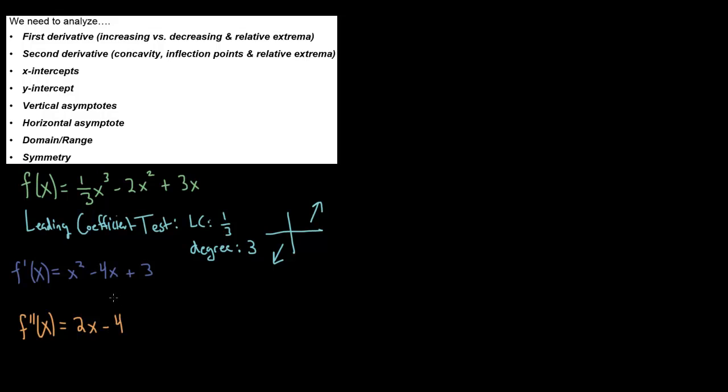Okay, now we need to do our analysis of the first derivative and the second derivative. Now remember, the first derivative gives us critical points, that is possible extrema, and then we can use the first derivative to also find increasing and decreasing intervals, and then we can use the first derivative test to find the relative extrema. So let's find the critical points first.